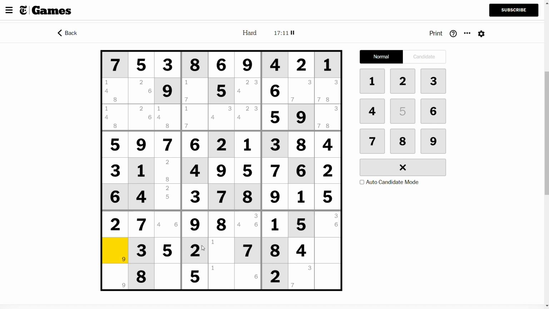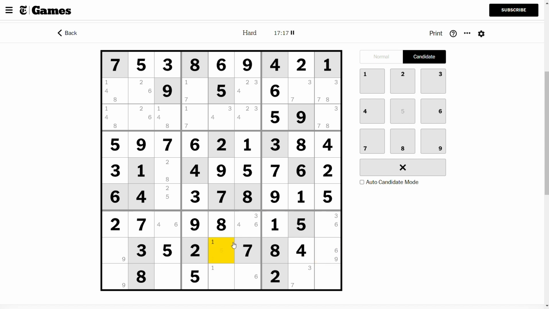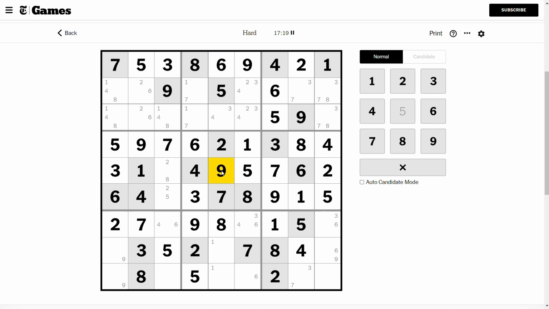Okay, in row 8, 1, 6, and 9 are the missing digits. This cell sees 1. This cell, oh, okay, it sees 6 and 9. So this cell must be a 1, and the other two cells are for 6 and 9, but this cell also sees 6. So 6 goes here, and this is a 9. Yeah, this is a 3, because for this row, it sees 4 and 6. So this is a 3.